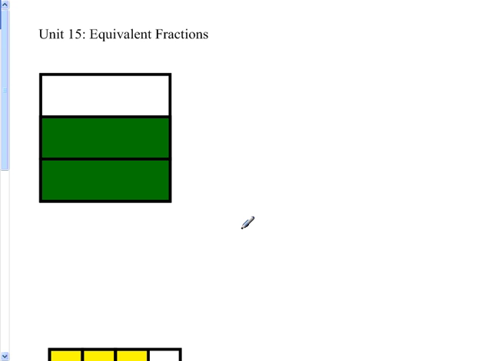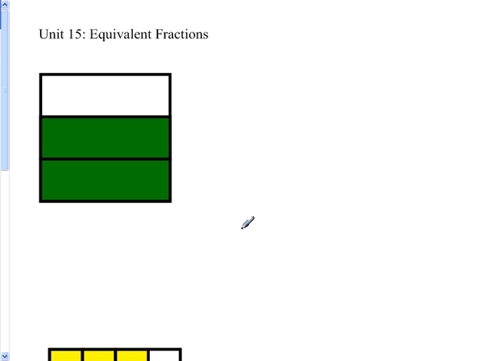All right, today we want to talk about equivalent fractions and reducing fractions or expanding fractions. When we expand a fraction, we basically write it using numbers that are bigger than either the original numerator or denominator. Whereas when we reduce a fraction, we write it using smaller numbers.